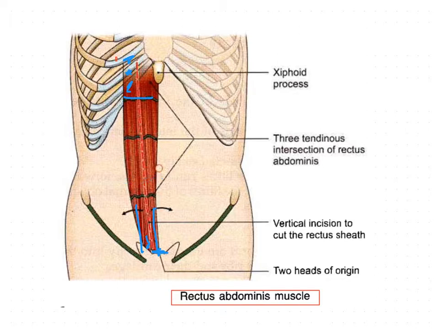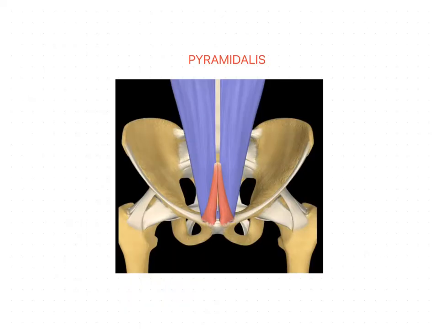The main action of this rectus abdominis muscle is that it helps in the flexion of the trunk on the pelvis. So this is about the rectus abdominis muscle. And the next muscles are the small muscles of the anterior abdominal wall. The next one is the pyramidalis muscle.